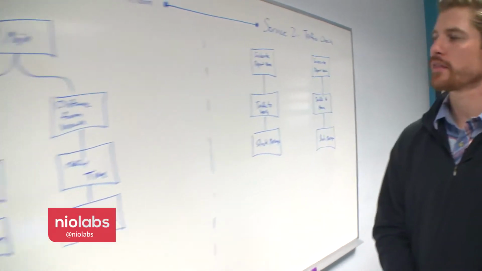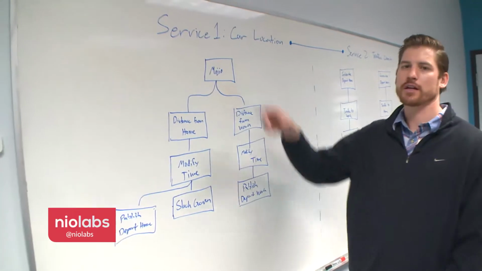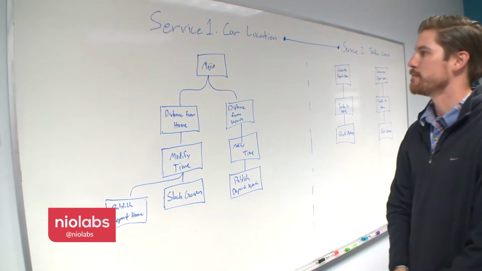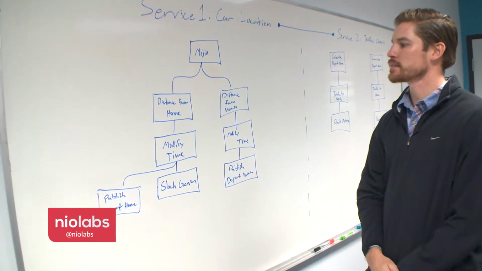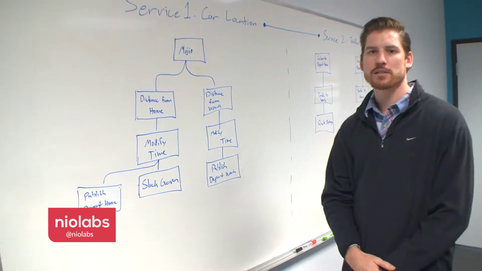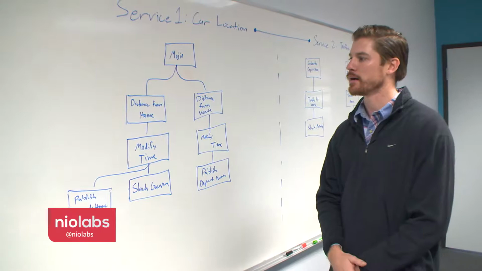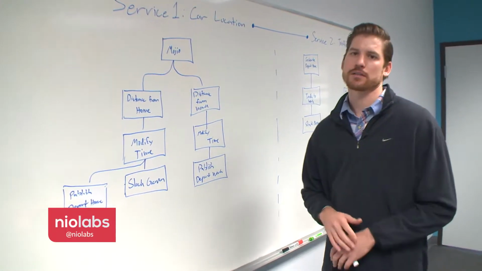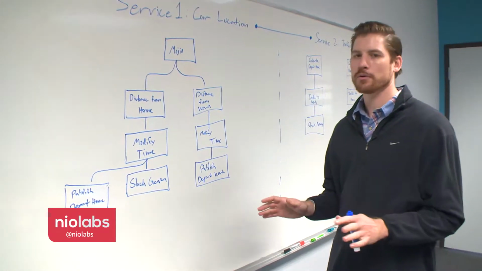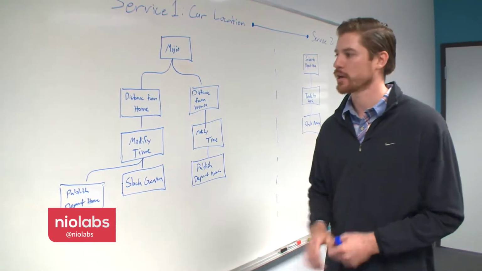So we started with the Mojio block. You can find it in the Neo block library. That basically gets information from an onboard device in my car. It's going to tell me all kinds of information about location, diagnostics, everything you really want to know about your car. In this case, we want to know location.